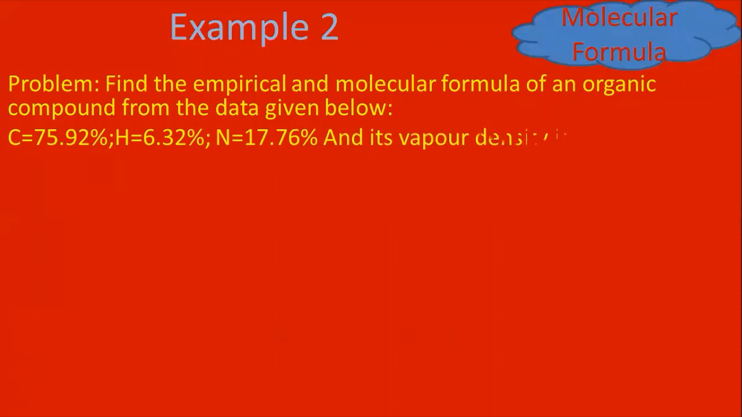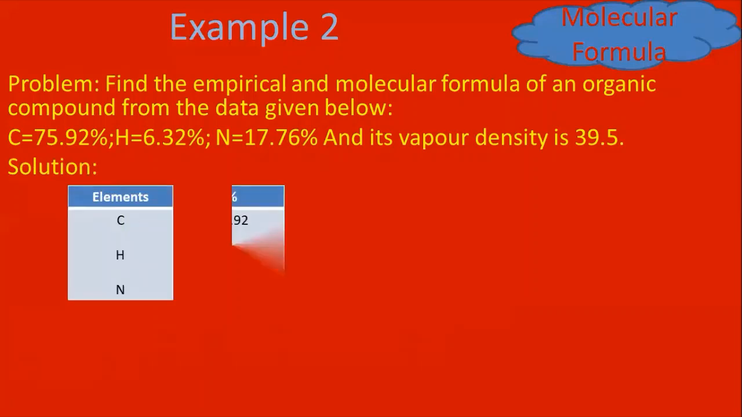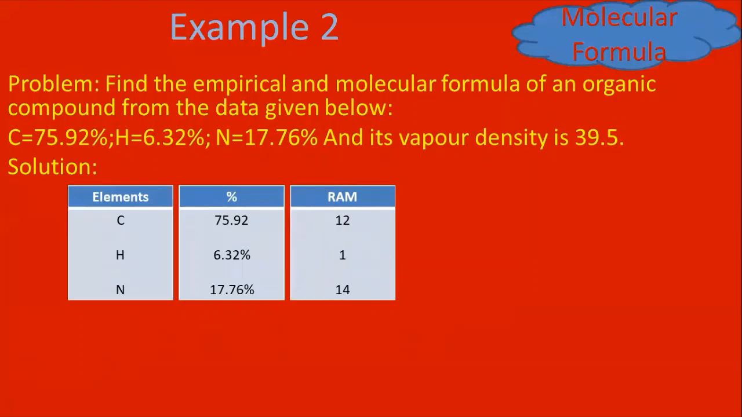C is equal to 75.92%, H is equal to 6.32%, nitrogen 17.76%, and its vapor density is 39.5. So in the solution you can see, the first step is to find out the empirical formula. I have written all the data here.